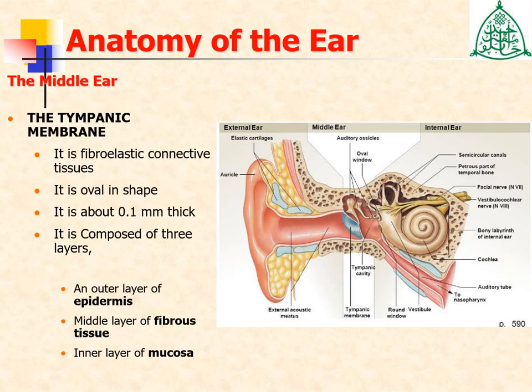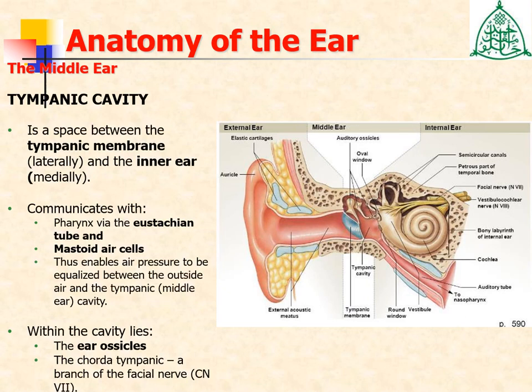Now, the tympanic membrane is a kind of fibroelastic connective tissue which is oval in shape and approximately 0.1 millimeter thick, and composed of three major layers histologically. The outer layer is epidermis, the middle layer is fibrous tissue, and the inner layer is made up of mucosa. So these are the three major layers that form the tympanic membrane. Don't forget, it's fibroelastic. It has the ability to extend. That is why it is easily influenced by the sound wave to vibrate.